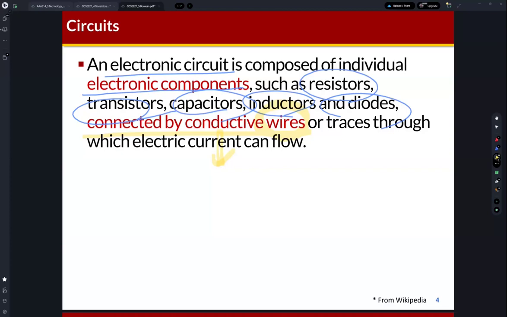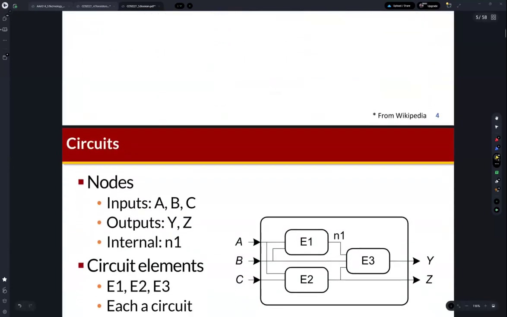So an electric circuit includes electronic components, such as these, and these components are connected via conductive wires. Through these conductive wires, electric charges can move. This is a definition of an electric circuit.